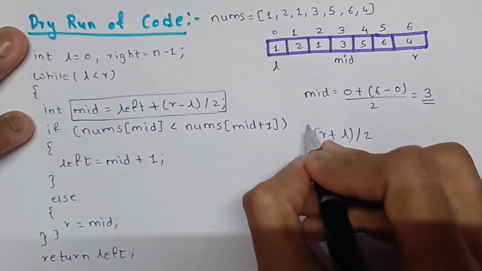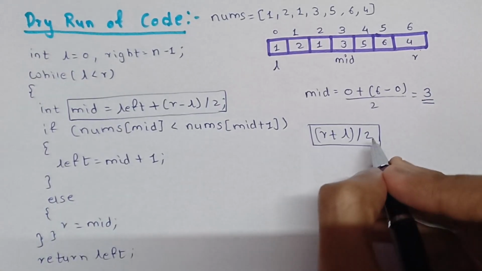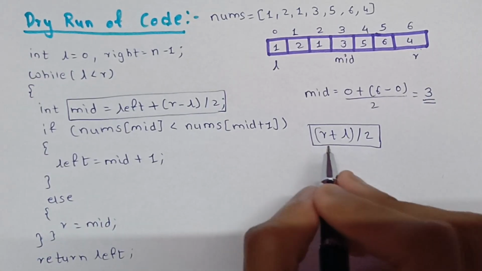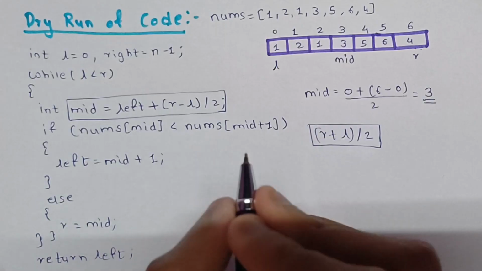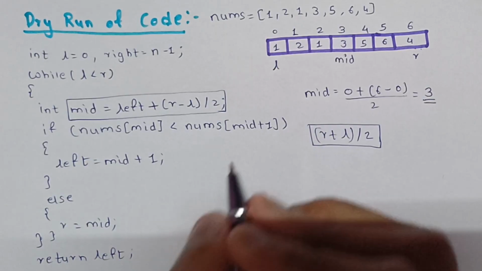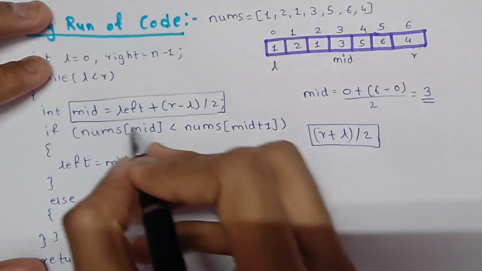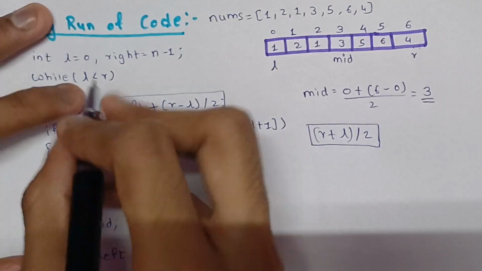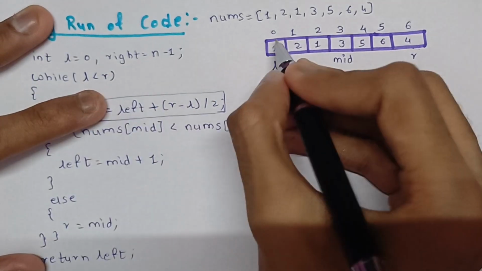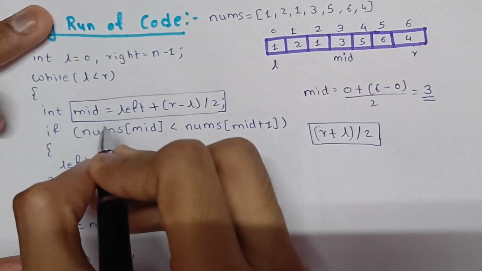Right plus left divided by 2 works on smaller arrays, but as we go towards larger arrays it will not calculate the mid correctly, so to avoid overflow we use this formula. It is equivalent to the other one. So left is less than right, 0 is less than 6. Yes, now we will calculate the mid.